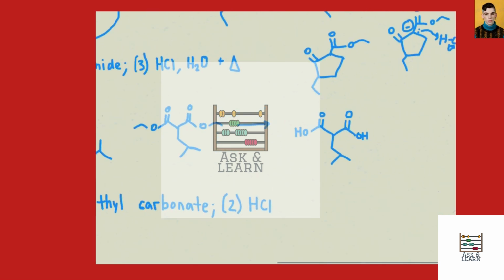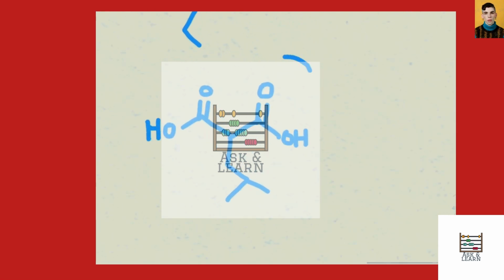And then heat right here is going to perform a decarboxylation reaction. What that does is essentially get rid of one of these carboxylic acids in the form of carbon dioxide, and basically we're just going to split off this whole entire carboxylic acid part.